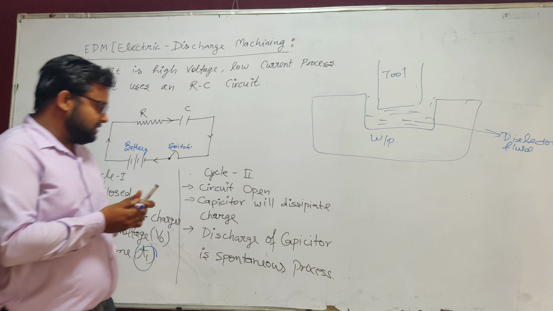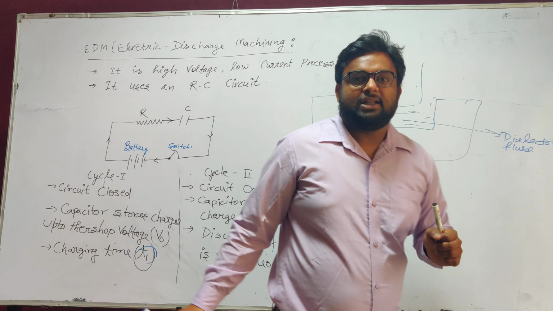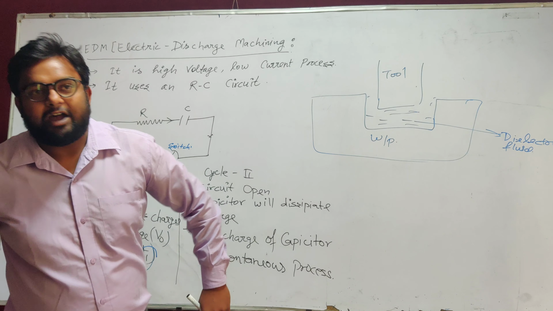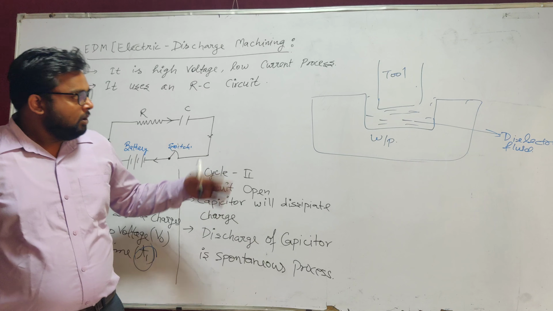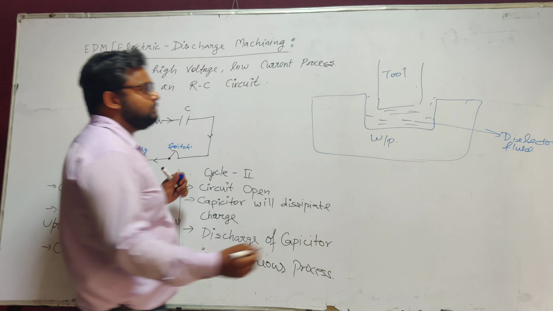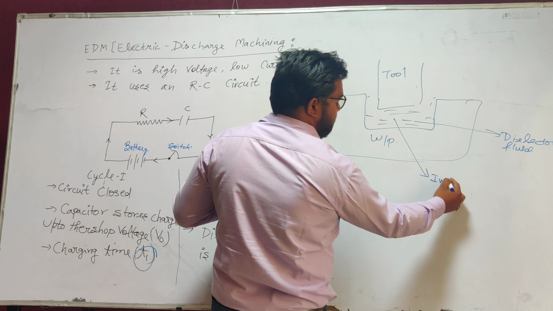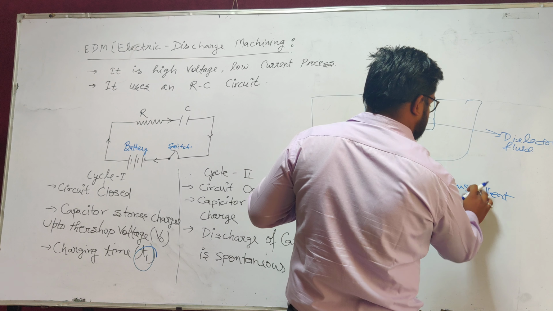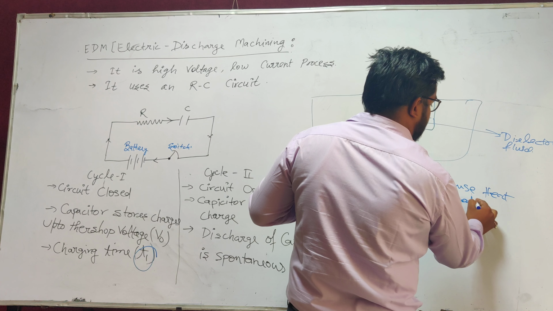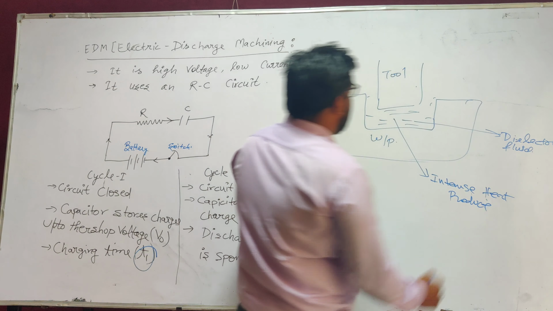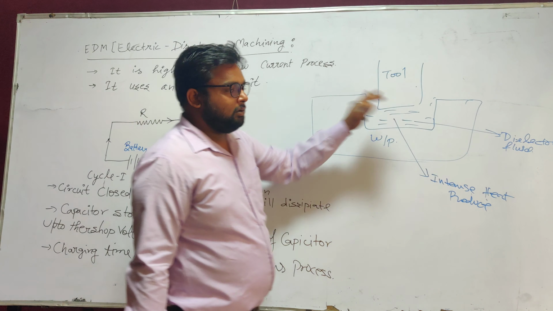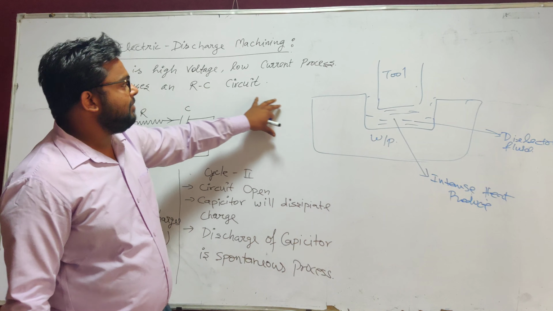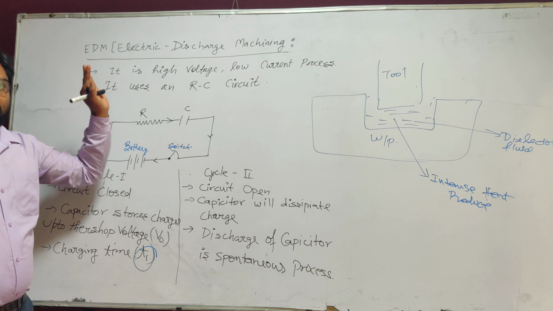Due to dissipation of charges, a spark is generated, because the dissipation of charges is a spontaneous process, and by the dissipation of charges and spark generation, intense heat is produced. Following the intense heat, fusion and vaporization take place. By the fusion and vaporization pressures, the material removal takes place. This is the mechanism of electric discharge machining, EDM.